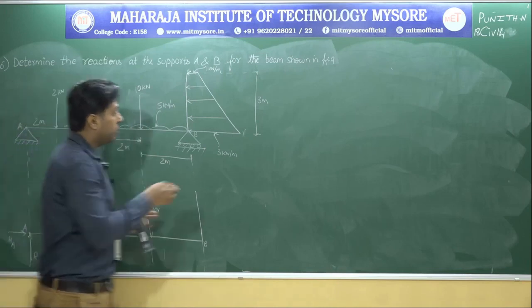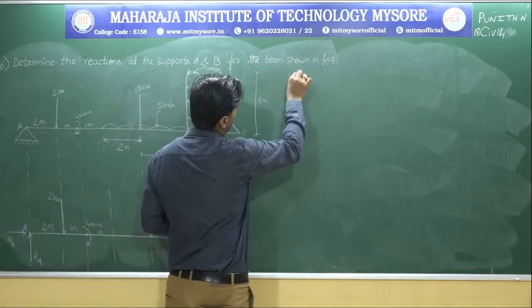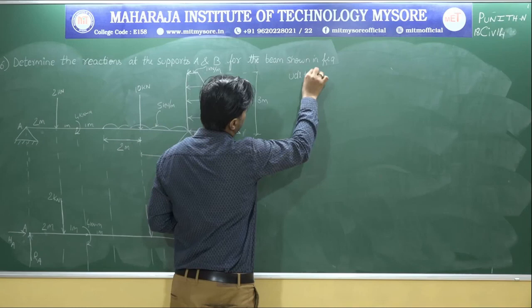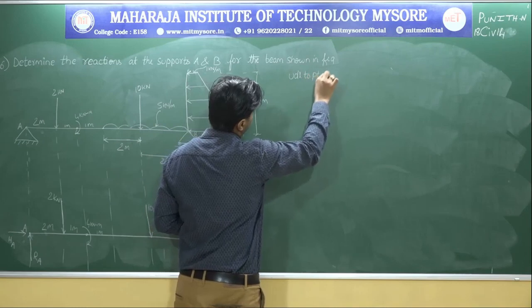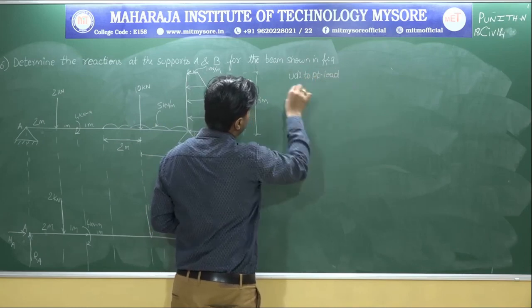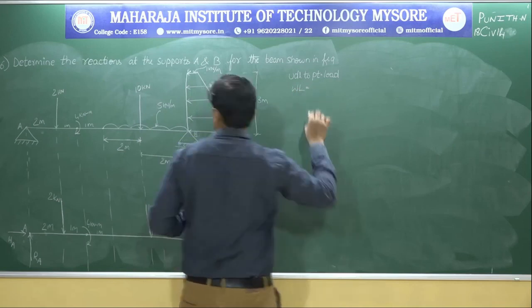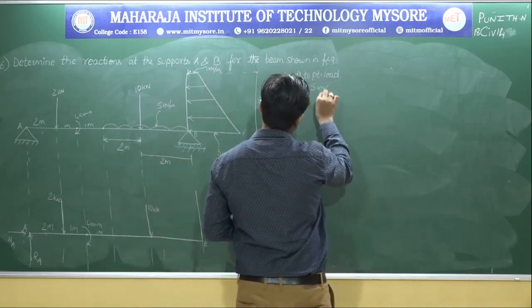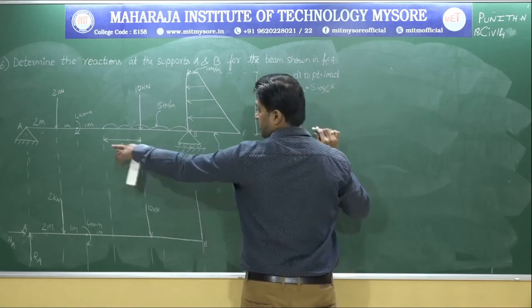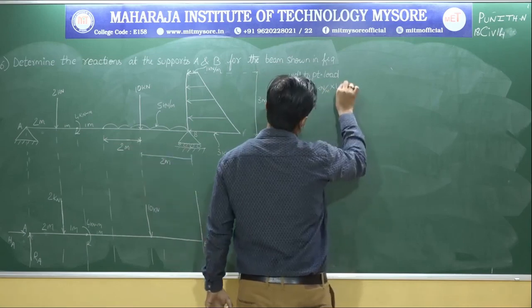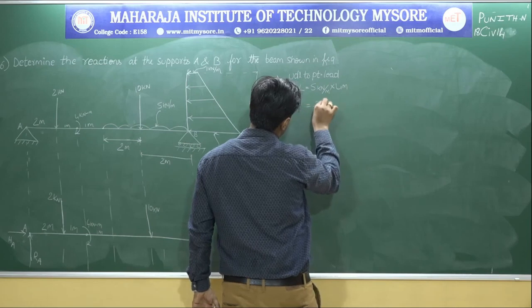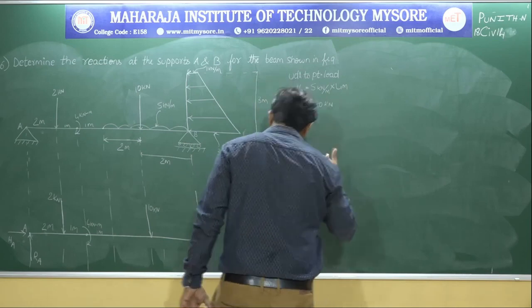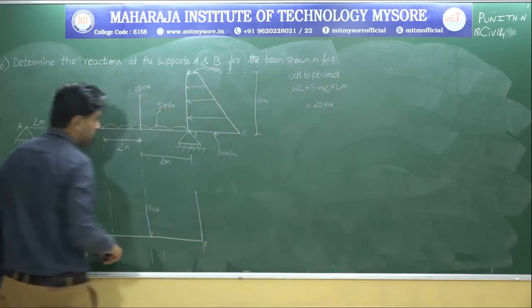So now, how to convert UDL to point load? UDL to point load, it's W into L. So what is the value of W? 5 kilonewton per meter. Yes or no? Into what is the total span? 4 meter. So don't you think that it's 20 kilonewton? But where does it act? It acts exactly at the center.